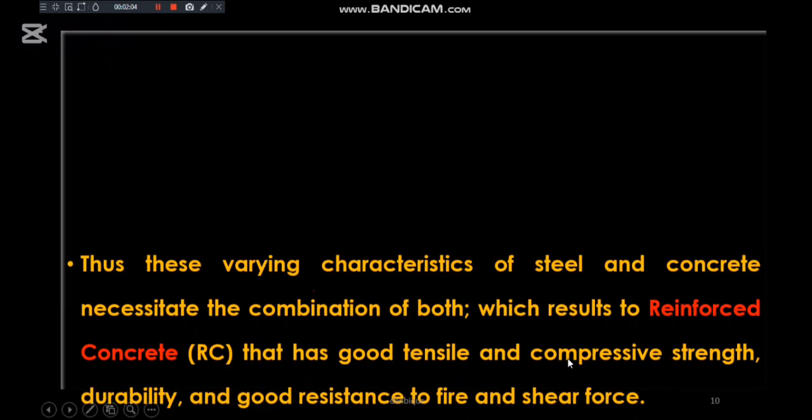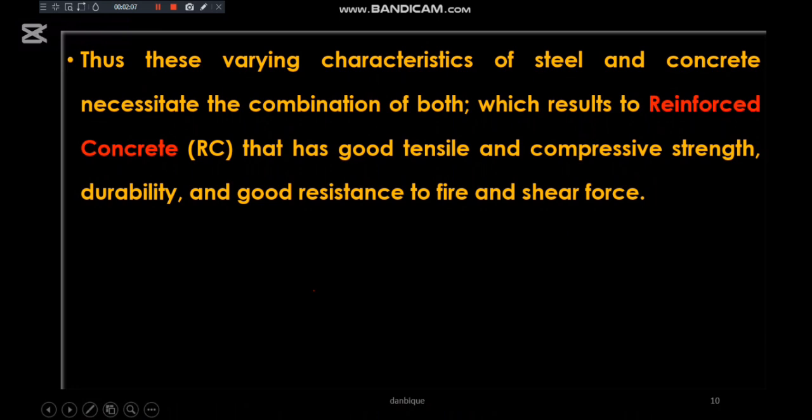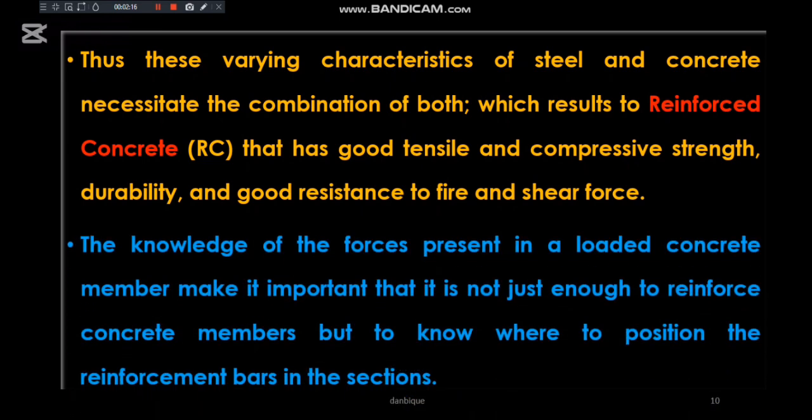So that will lead us to talking about reinforced concrete design with some of the foundations we have been able to lay. Thus, these varying characteristics of steel and concrete necessitate the combination of both, which results in reinforced concrete that has good tensile and compressive strength, durability, and good resistance to fire and shear force. I hope that meets you well.